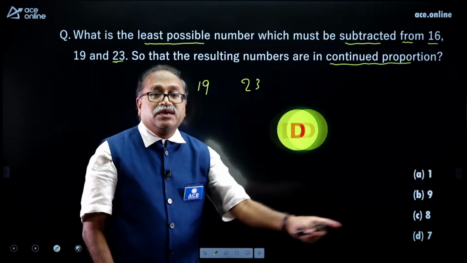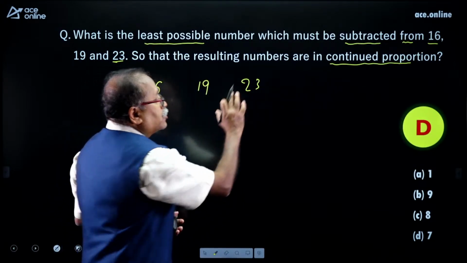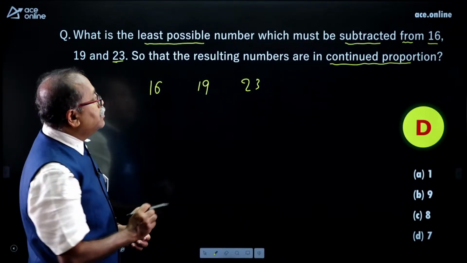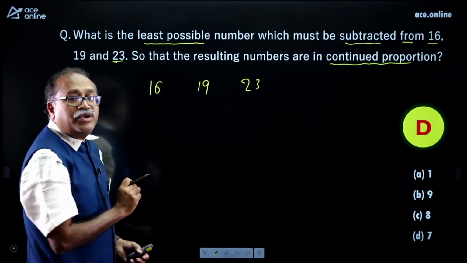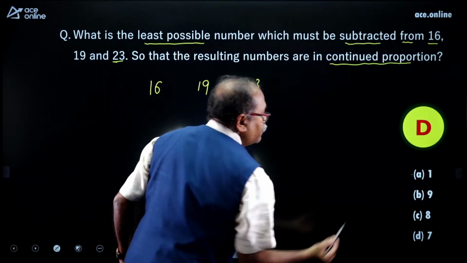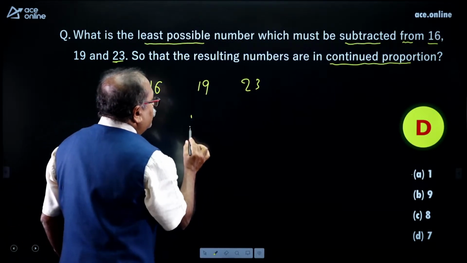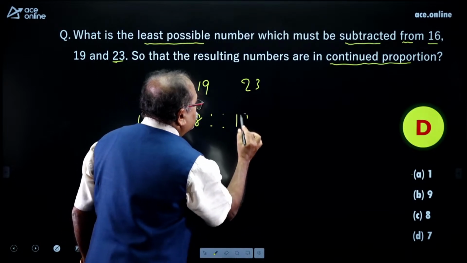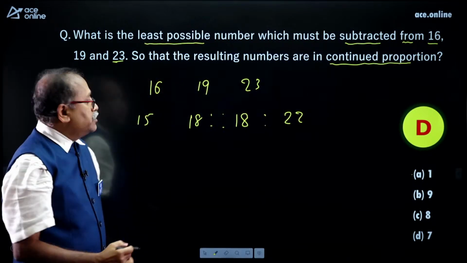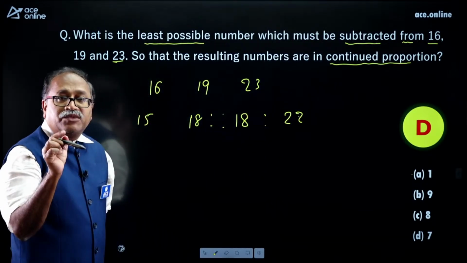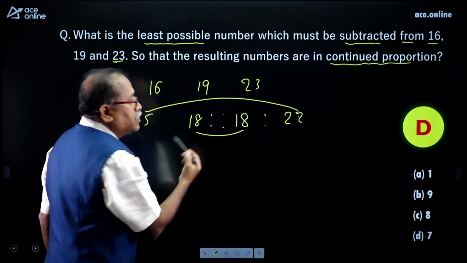Let me check. Option choice D, 7 is your answer. If you got 7, that's right. So when we are talking about continued proportion, what does it mean? What should be subtracted from the numbers? These are the numbers. Let's check what happens if 1 is subtracted. This is 15, 18 and 22 if 1 is subtracted. So 5 into 22 is not equal to 18 squared. The product of the extremes should be equal to the product of the means, and here they are not equal.